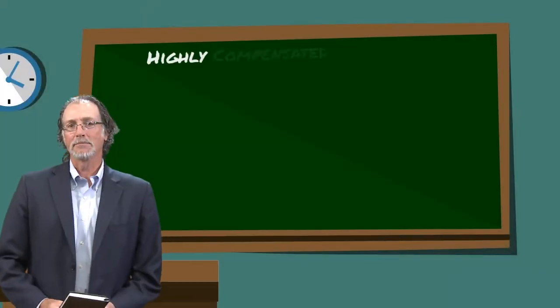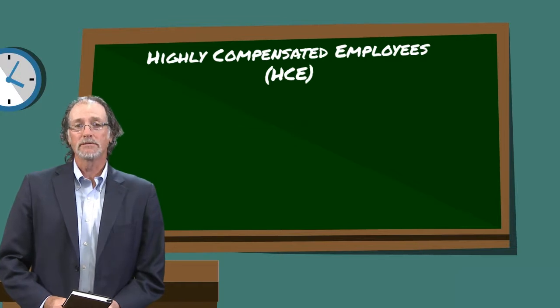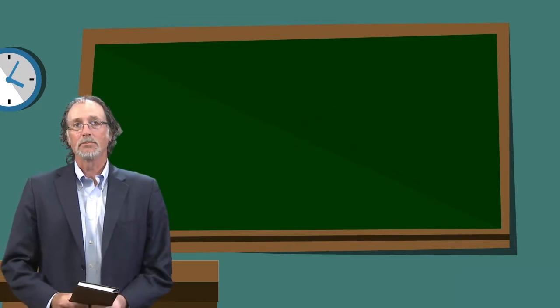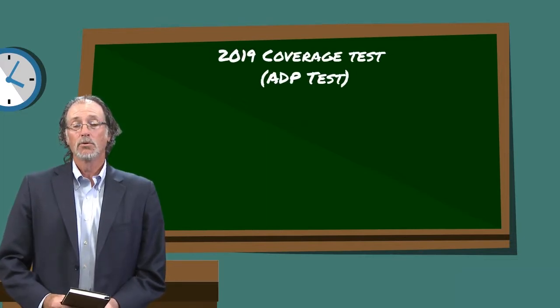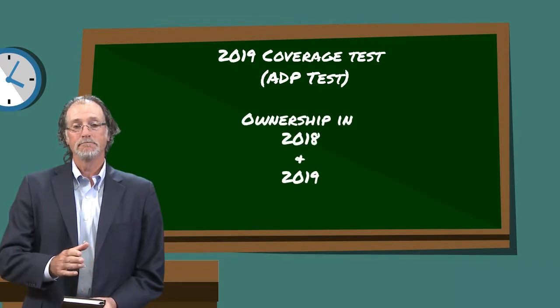How do we determine highly compensated employees, otherwise known as HCEs? Well, there's two components. There's an ownership test and a compensation test. So let's take an example. If we're doing a 2019 coverage test or ADP test, we're going to look at ownership in 2018 and 2019.